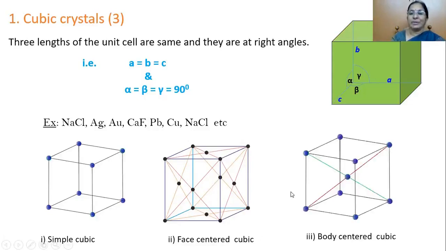There is one more type of cubic structure. You can see 8 lattice points at the corners, and you have one more lattice point inside the cube. This is called body-centered cubic.